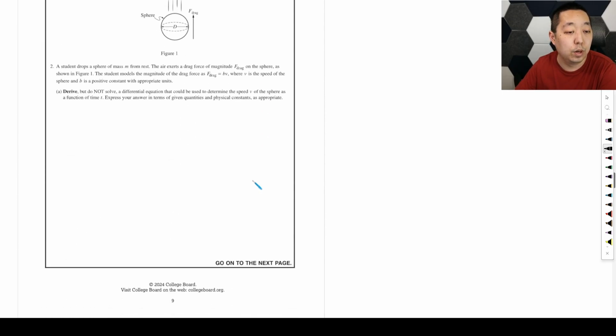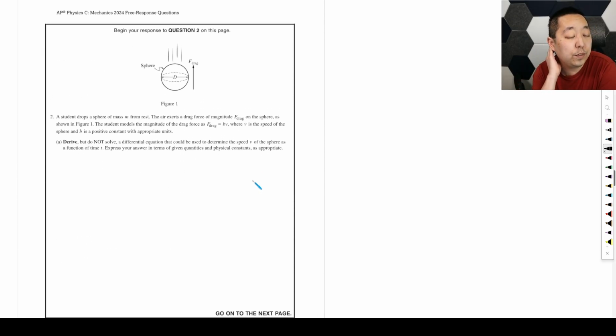Okay, that's question 1. Question 2, a student drops a sphere of mass m from rest. The air exerts a drag force of magnitude F drag on the sphere, as F drag equals bv. Derive but do not solve a differential equation that we can use to determine the speed v as a function of time. Okay, so we start with drawing a free body diagram.